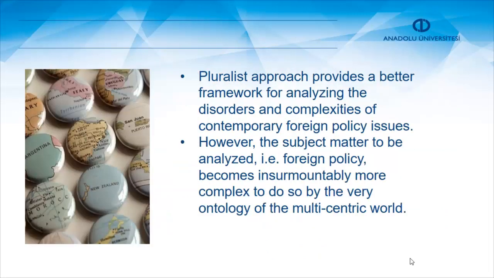Now, there are also newer approaches like the pluralist approach, which provides a better framework for analyzing the disorders and complexities of contemporary foreign policy issues, because the actors are numerous in our contemporary international system, and it is not possible to focus only on the state as the single actor of foreign policy making. Therefore, it is better to be pluralist in our approaches.